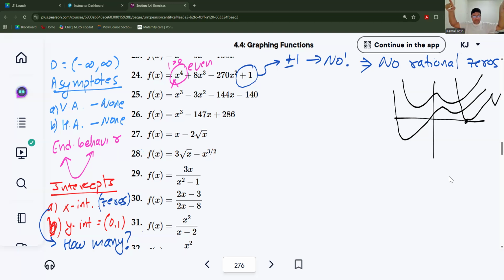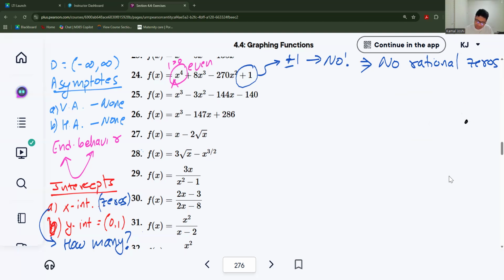And because of this end behavior, both going to infinity, at this point we cannot say anything other than that there are not going to be any rational numbers in the list of zeros. So we'll try to graph the function with some other things.